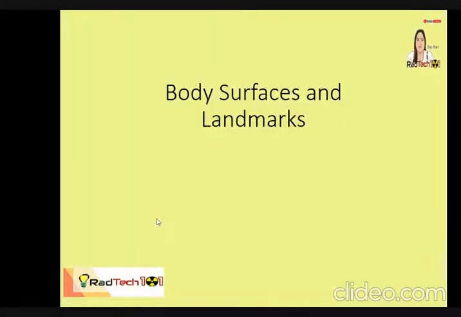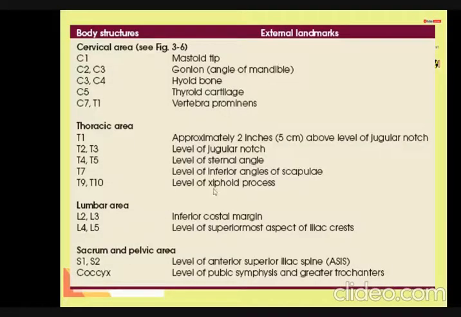So next we will discuss the body surfaces and landmarks. These are very important, especially in our field, because we will discuss different central rays for different parts of the body, and these surface landmarks are very necessary for you to remember and understand.